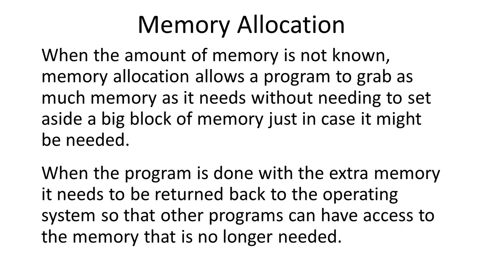When the amount of memory is not known, memory allocation allows the program to grab as much memory as it needs without needing to set aside a big block of memory just in case it might be needed. When the program is done with the extra memory, it needs to be returned back to the operating system so that other programs can have access to the memory that is no longer needed.